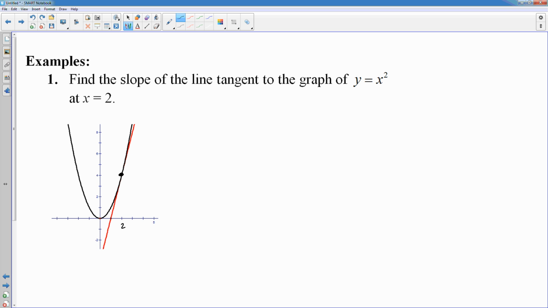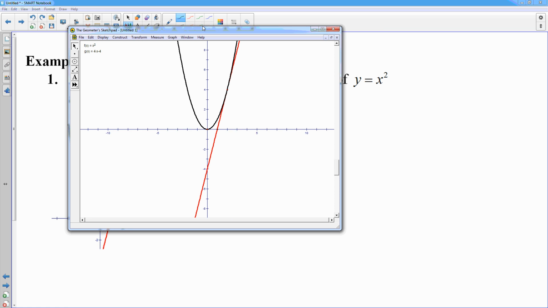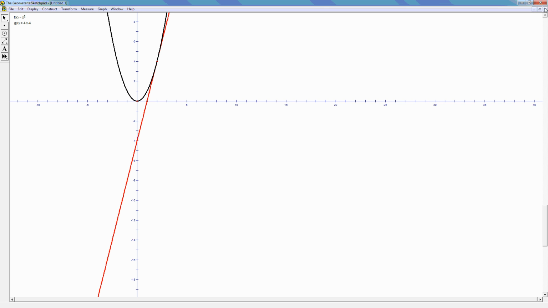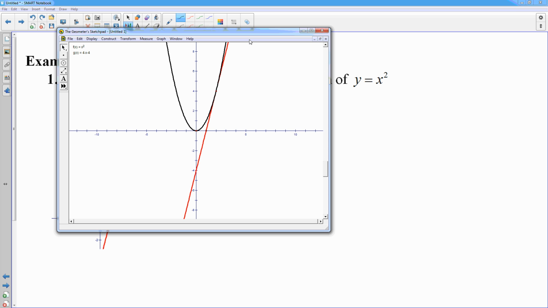But the way we're going to get the tangent slope is we're actually going to start with a secant. Let me show you what I mean by that. Here is a way we can look at this. This is Geometry Sketchpad. So this is our graph, this is x squared, and then we have our tangent right here.